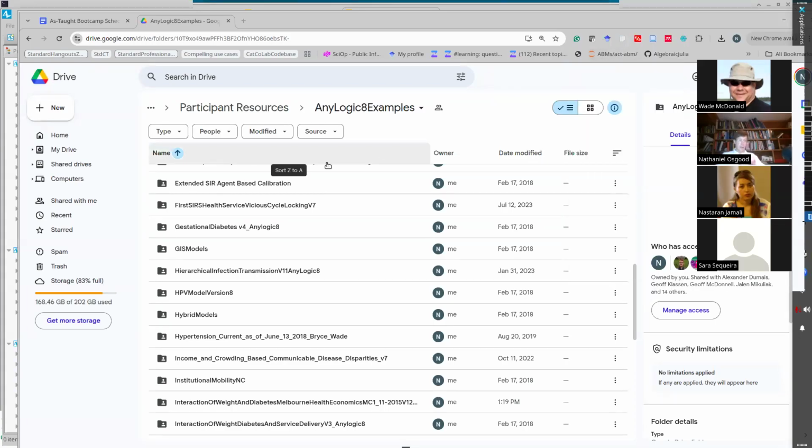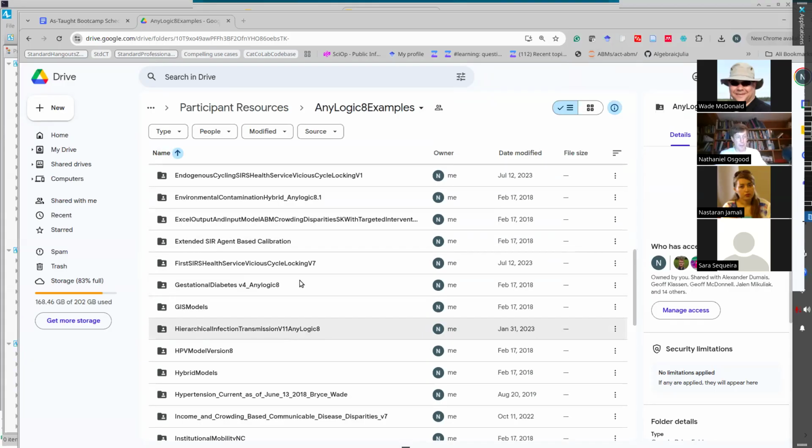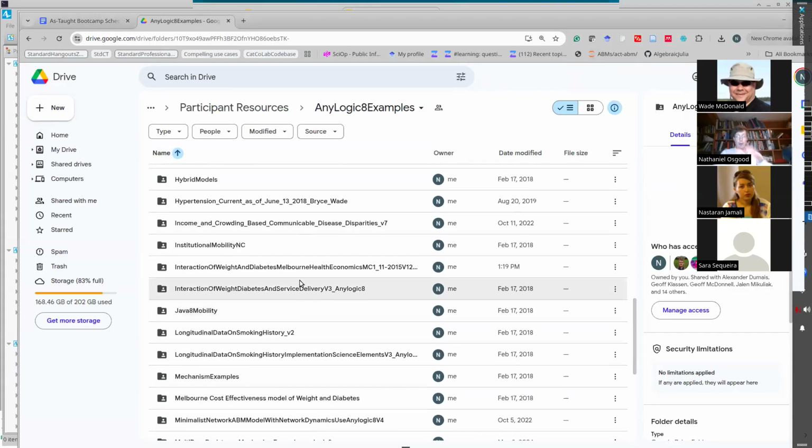Okay, so to find these two models that incorporate some substantive considerations for health economics assessments, the first of them is available in the participant models, specifically in the interaction of weight and diabetes Melbourne Health Economics, off the main AnyLogic 8 example areas.